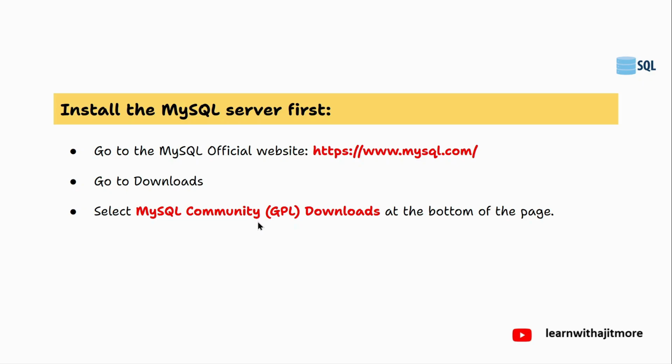GNU means G is again GNU, not Unix. It's a recursive full form. Open source community, so we'll not go into much detail. So MySQL community download. There will be a link.